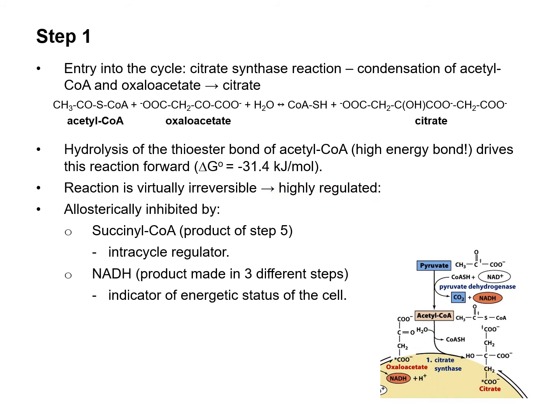So indeed, this reaction, especially citrate synthase, is allosterically inhibited by succinyl-CoA, which is the product of step 5 in the TCA cycle. So it's an intracycle regulator. And also, this step is inhibited by NADH, which is the product made in 3 different steps in this TCA cycle. And this NADH works as an indicator of the energetic status of the cell.